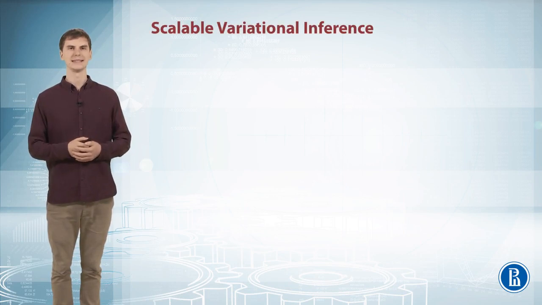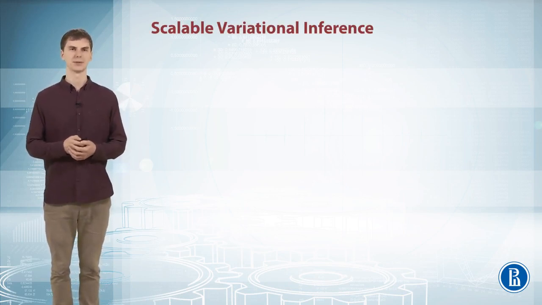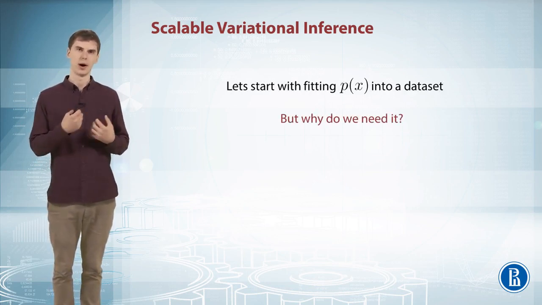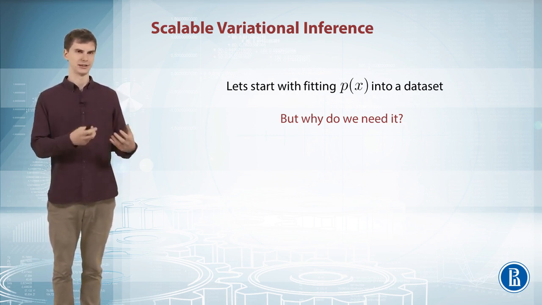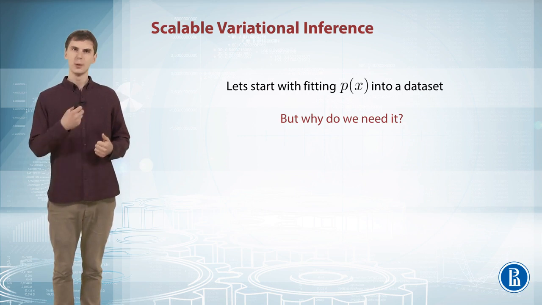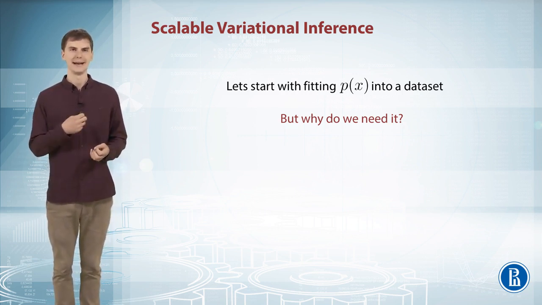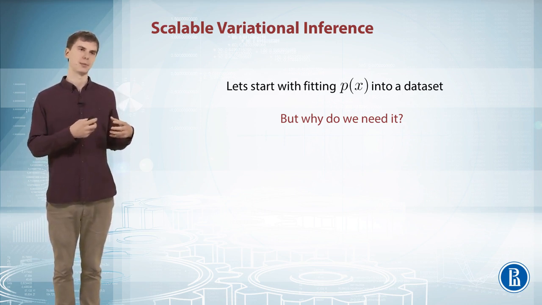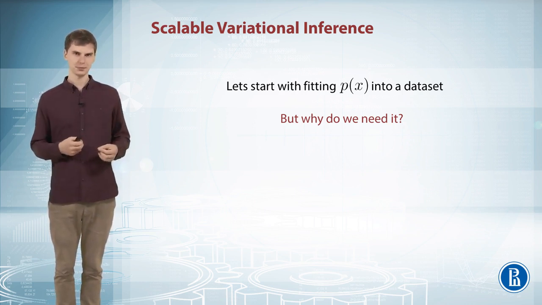Let's start with discussing a problem of fitting a distribution p of x into a dataset of points. Why? Well, we have already discussed this problem in week 1, when we discussed how to fit a Gaussian to a dataset of points. We discussed it in week 2 when we discussed clustering problem and how we can solve it by fitting a Gaussian mixture model into our data. And also we discussed probabilistic PCA, which is kind of an infinite mixture of Gaussians.